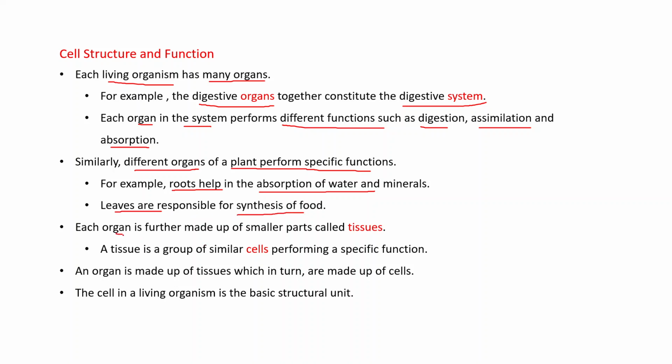Now, each organ is further made up of smaller parts called tissue. Now, what is this tissue? A tissue is a group of similar cells performing a specific function. An organ is made up of tissues, which in turn are made up of cells. The cell in a living organism is the basic structural unit.